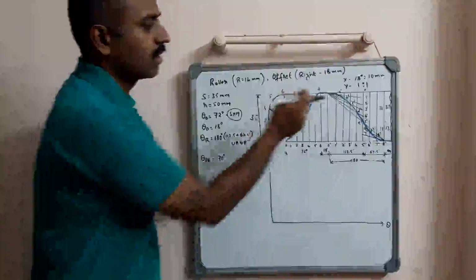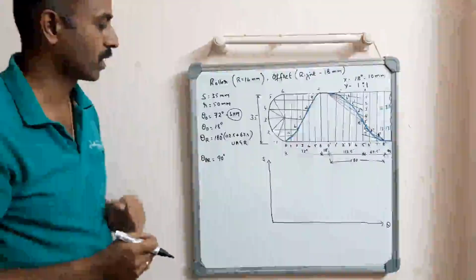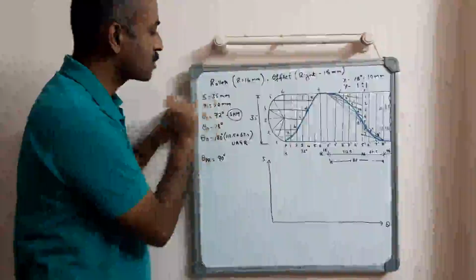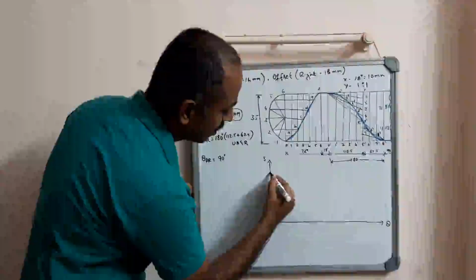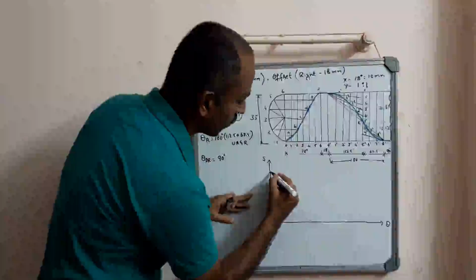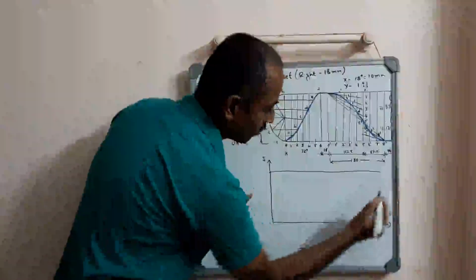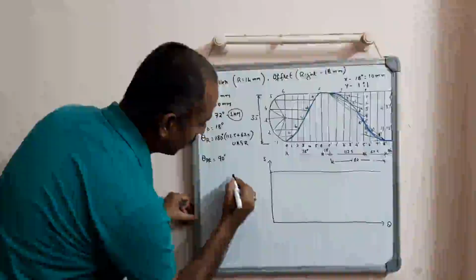So after that, as we know, for the y-axis it has to be 1:1. So the displacement of the follower is 35 mm. Exactly measure 35 mm from the origin and draw a horizontal line parallel to the horizontal axis. So this is 35 mm.